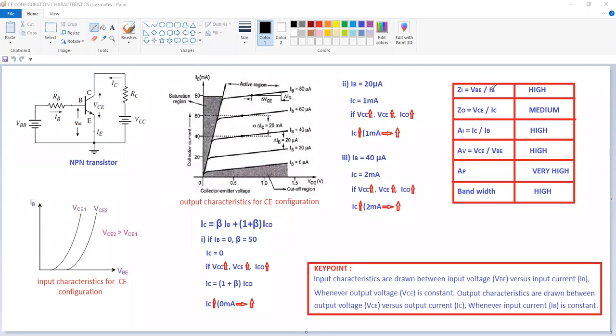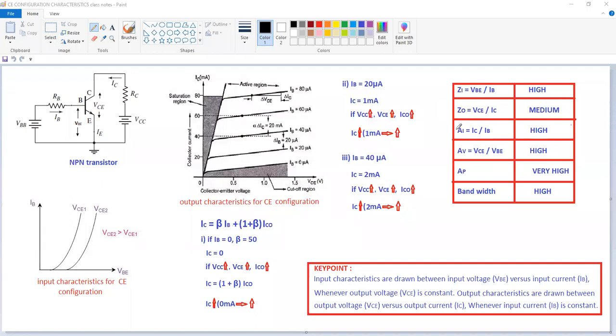Here IB is in terms of microamps, a very small value. That means this total value becomes high, because the denominator is low. Output impedance is given by output voltage VCE by output current IC from this circuit. This is a medium value.